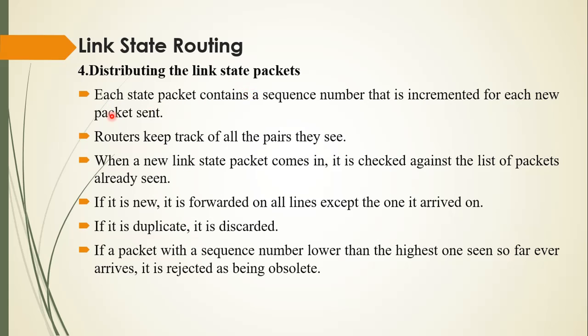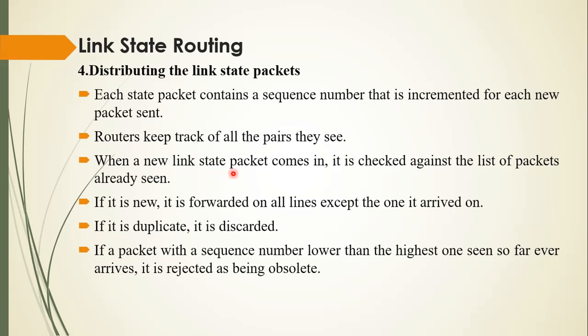Each link state packet contains a sequence number that is incremented for each new packet sent. So every packet has a sequence number, and packets are sent according to that. When a new packet arrives, the number is incremented by 1. Once one packet is sent, the next sequence number is 2 for the new packet. Routers keep track of all the packets they see, so the router has all the information.